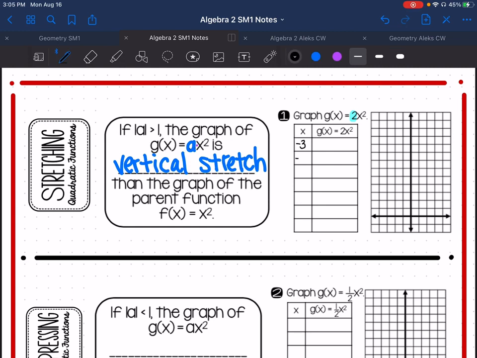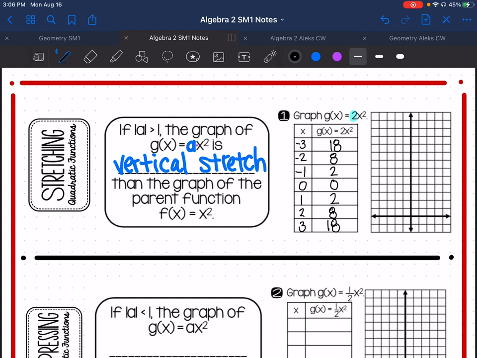Okay, let's go ahead and we can plug these numbers in. Negative 3 for x, negative 2, negative 1, 0, 1, 2, and 3. And we're simply going to do 2 times negative 3 squared, which is 18. 2 times negative 2 squared, which is 8. 2 times negative 1 squared, which is 2. 2 times 0 squared, which is 0. 2 times 1 squared, which is 2. 2 times 2 squared, which is 8. And 2 times 3 squared, which is 18.